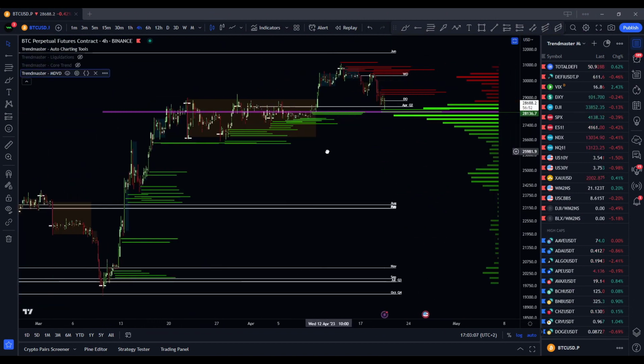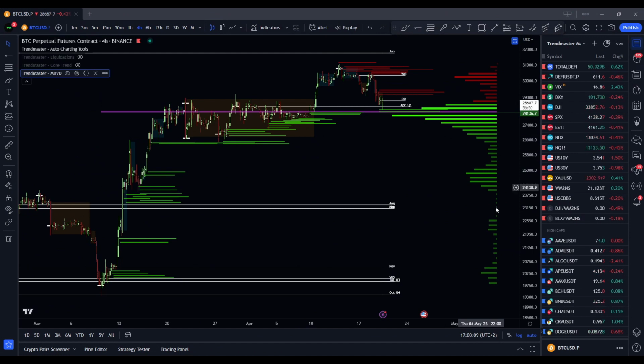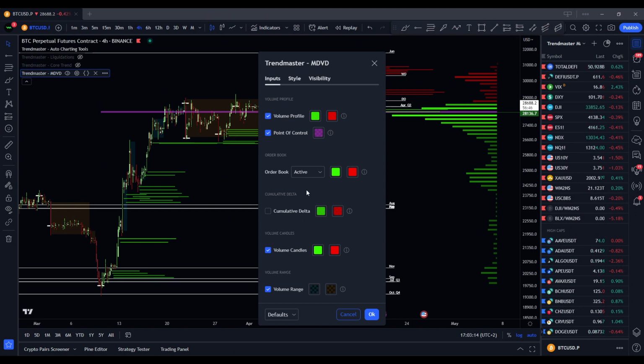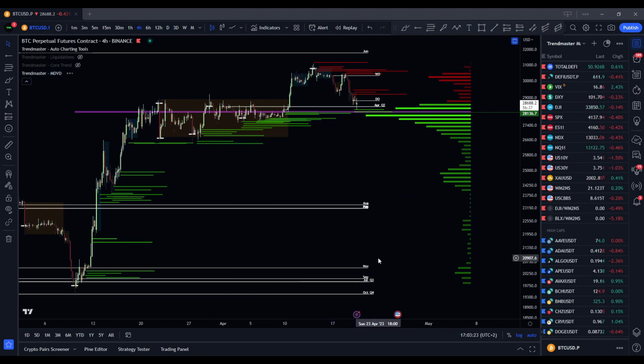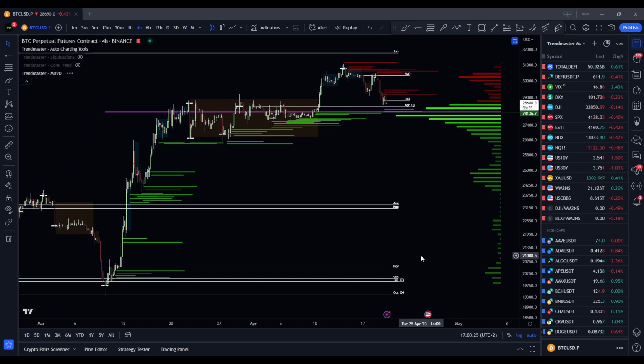And then on the higher time frame as well, you can see the major point of control structure. So here on the daily, I'll get rid of the volume range and the volume candles, and I'll put the delta on and keep the volume profile. Let's see it load up.